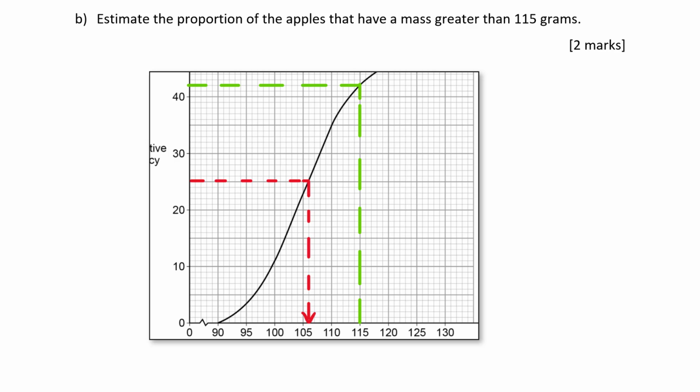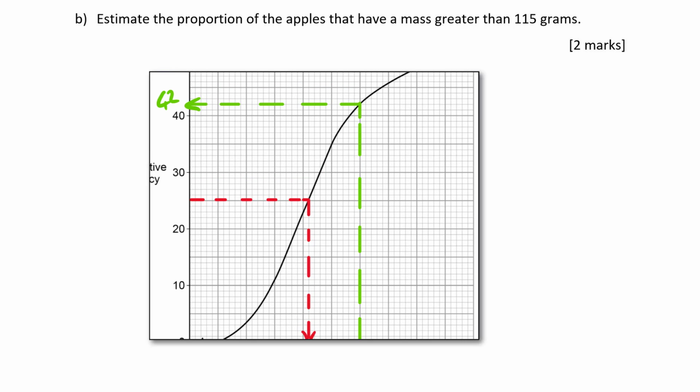Go away, ruler. So what's this scale? I've got 10 little squares between 40 and 50, so again each one must be 1. So I'm reading that as 42. Okay, so that value there is 42, but is that the answer to my question? It says estimate the proportion of apples that have a mass greater than 115 grams. This actually tells me that there are 42 apples that have a mass of 115 grams or less.